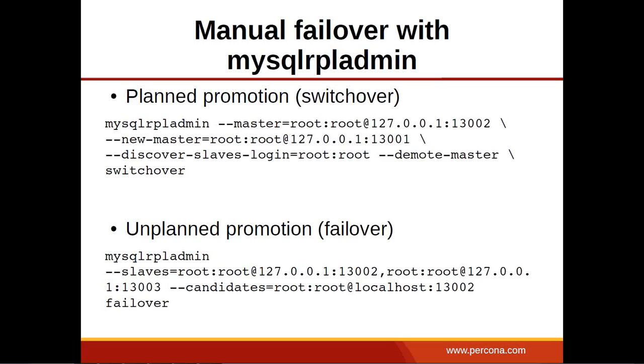And then if you have a master crash, you'll have to do a promotion that is unplanned, and that is called failover for MySQL RepLadmin. Here the syntax is a bit different because, as you no longer have the master, it's not possible to connect to the master and automatically discover the slaves. So you have to specify all the slaves, and you also have to specify all the candidates. Here we have 2 slaves and 1 candidate, and MySQL RepLadmin will use that to rebuild the replication topology.